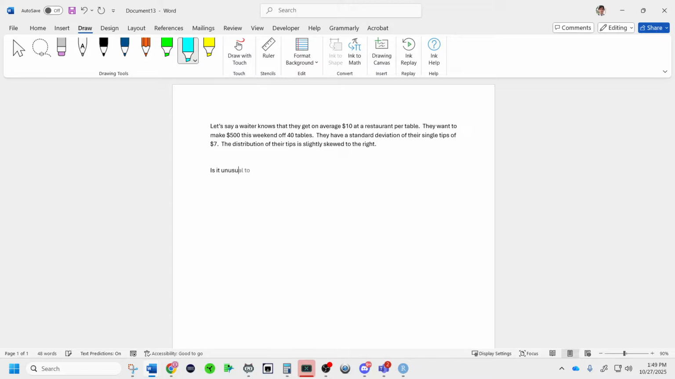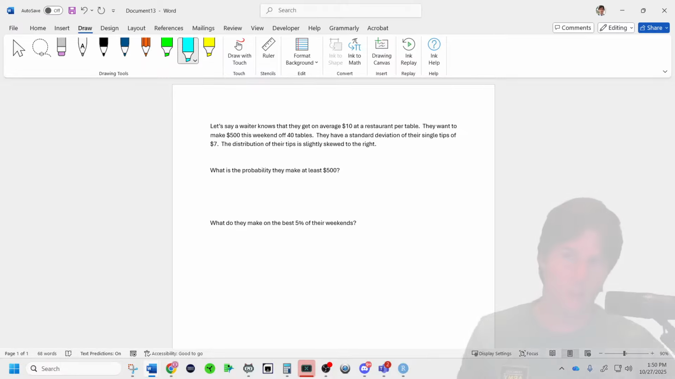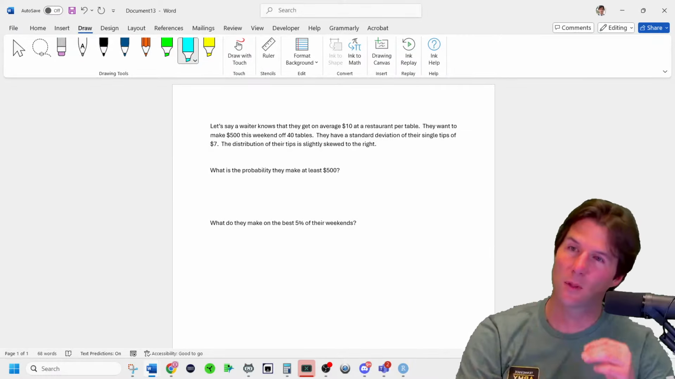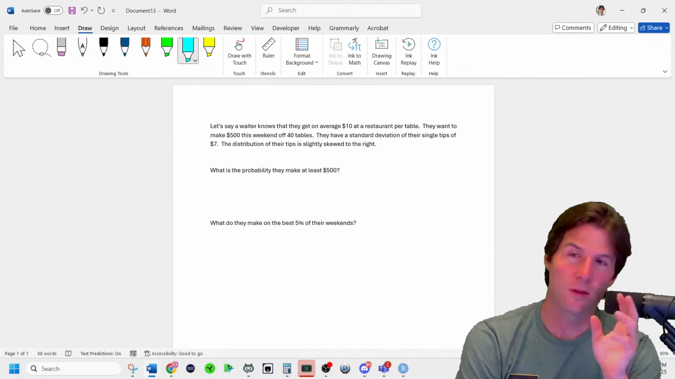Is it unusual, or what is the probability they make at least $500? What do they make on the best 5% of their weekends? A lot of the MyPearson questions do this to you, but they don't give you the steps. So if you don't know the steps, you get stuck because you're like, well, what do I do with this information? Well, remember, we have the notes on what we're supposed to draw out right here.